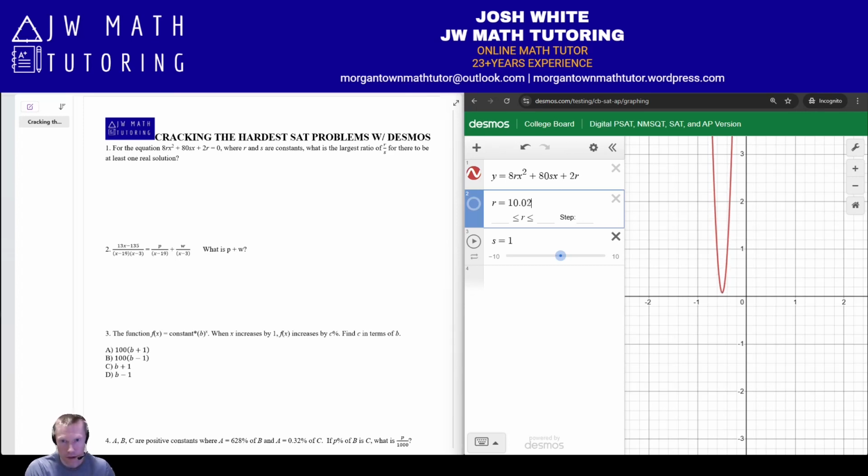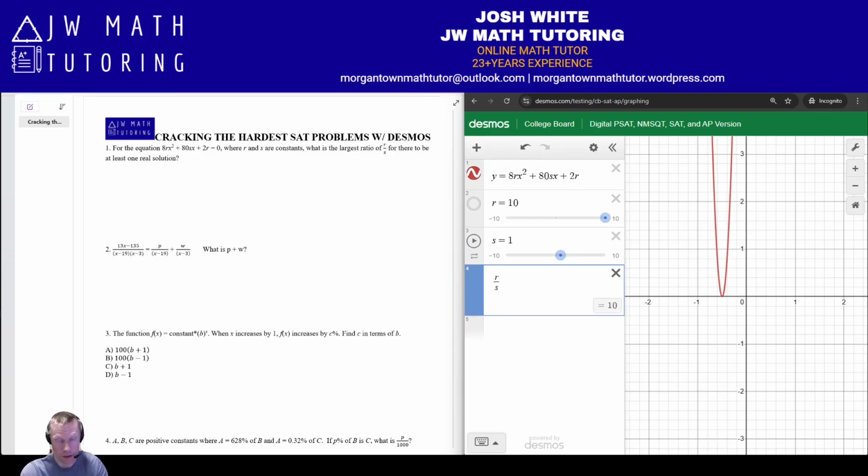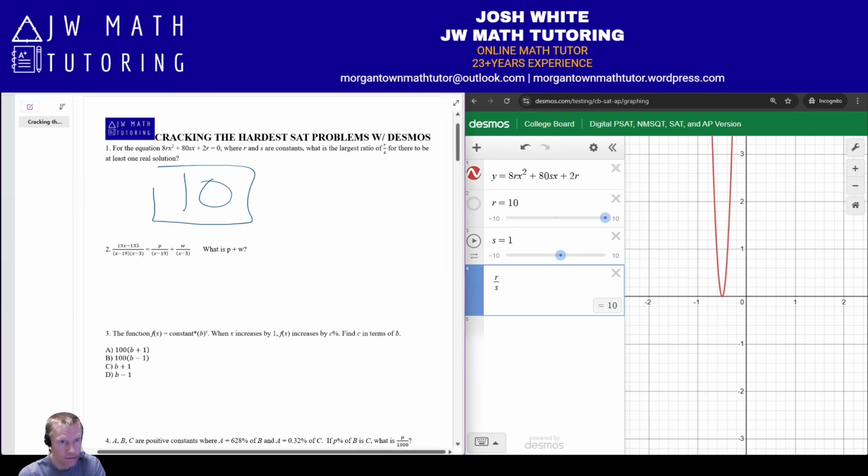And even if you drop it down to like 10.02, 10.01, again, there's no real solutions here. Okay, this vertex has a y value which is greater than 0. Therefore, there are no real solutions. There are no x-intercepts. So the correct answer for this problem that you can see right here is just going to be 10, because r over s right here, what's the largest ratio I can make such that there's one real solution? It's just 10. So correct answer for number 1 is just 10. And let's move on to the next question.